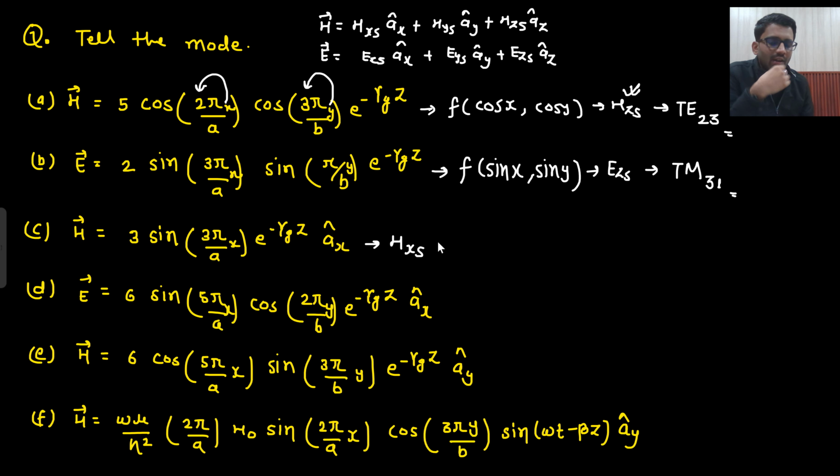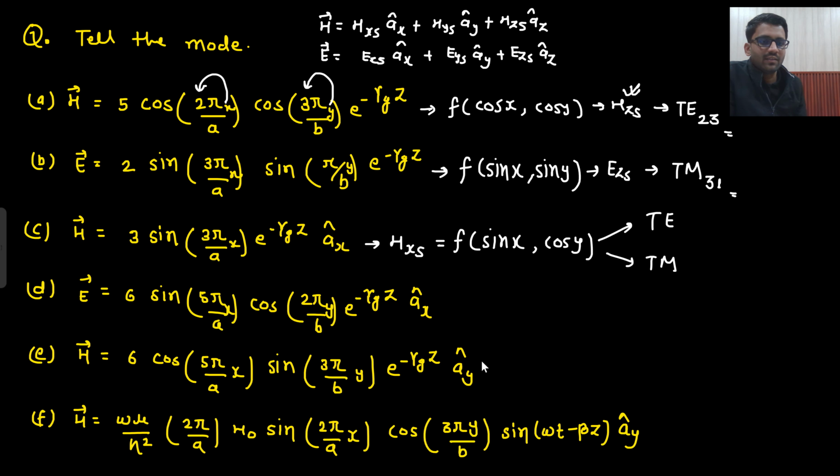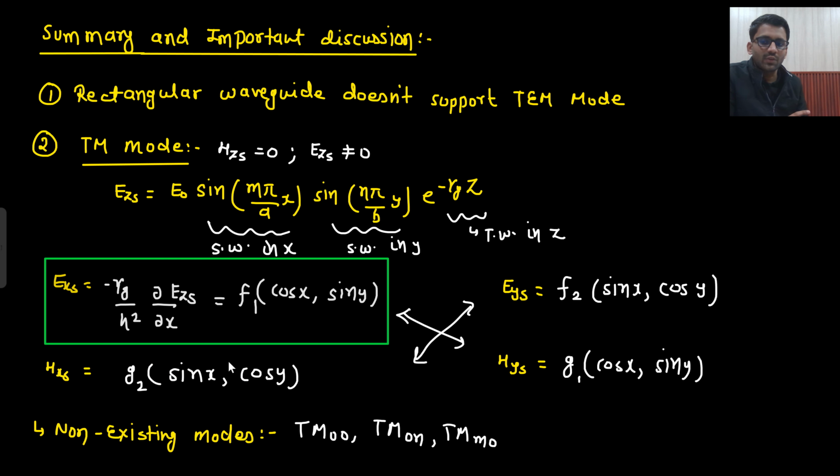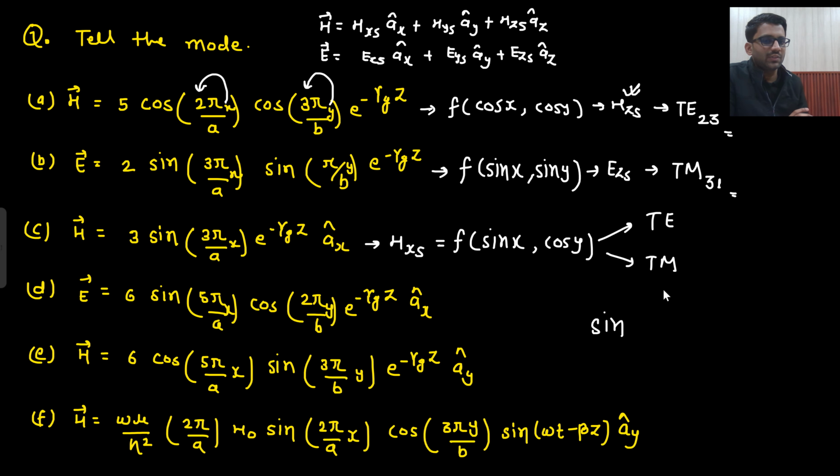Now HXS can be a function of sin x cos y. Do you agree to this point? HXS is always a function of sin x cos y. Do you agree? In both, in transverse electric as well, in transverse magnetic as well. Here what you can see? Here you can see sin. HX is a function of sin x cos y. Same goes for transverse magnetic as well. So you cannot conclude whether it is transverse electric or transverse magnetic.